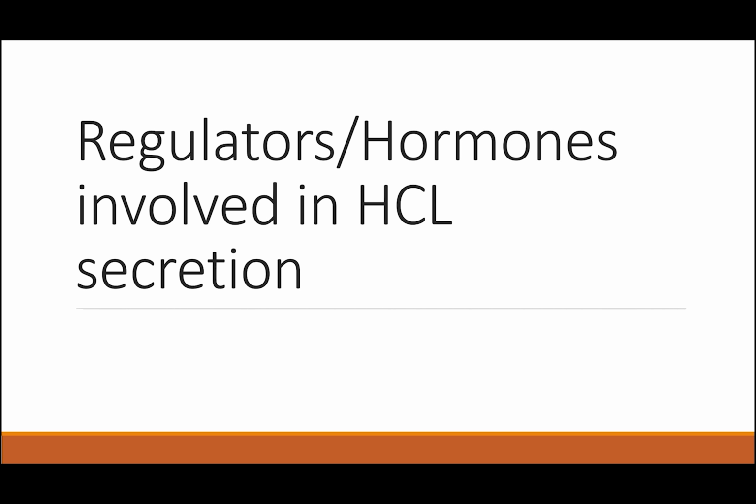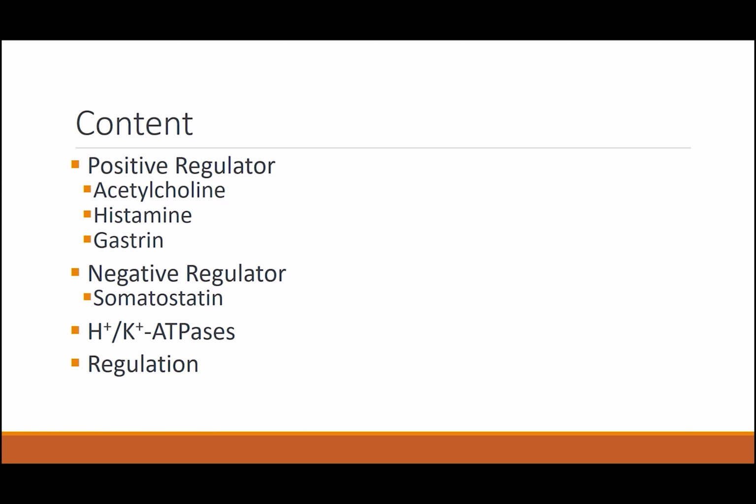Here we would like to talk about the regulators and hormones involved in acid secretion. There are many molecules involved in this process, and today we will introduce the most important four. There are three positive regulatory molecules, acetylcholine, histamine, and gastrin, and one negative molecule, somatostatin. Also, we will discuss the key protein, the hydrogen-potassium ATPase, the proton pump, and the whole picture of the regulation process.